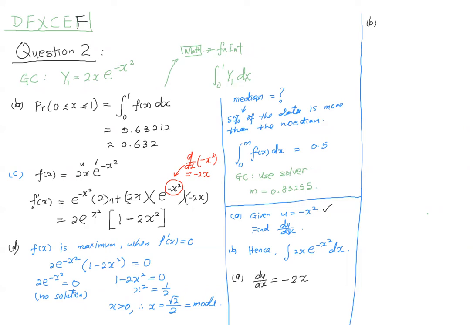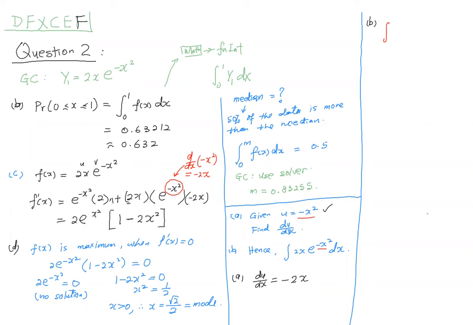So how are we going to solve part B? We are going to solve part B by, since you see this, we can replace the negative x squared with u. Okay. So I'm going to replace.